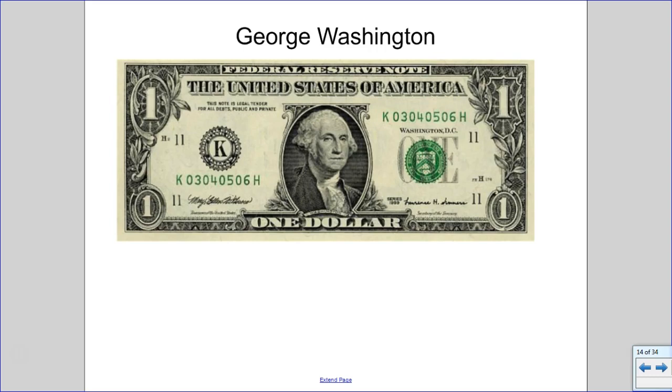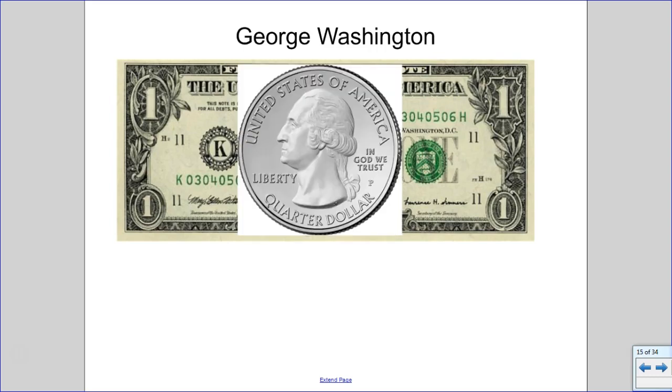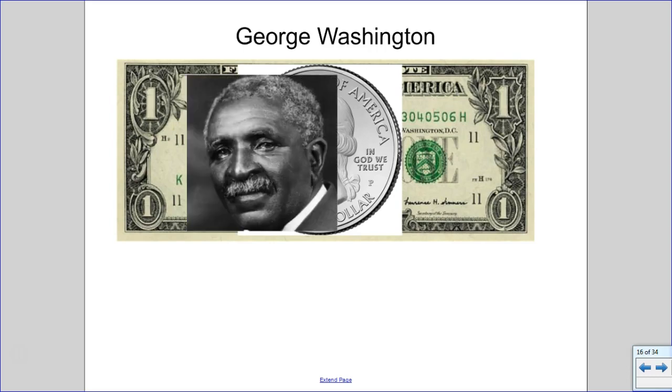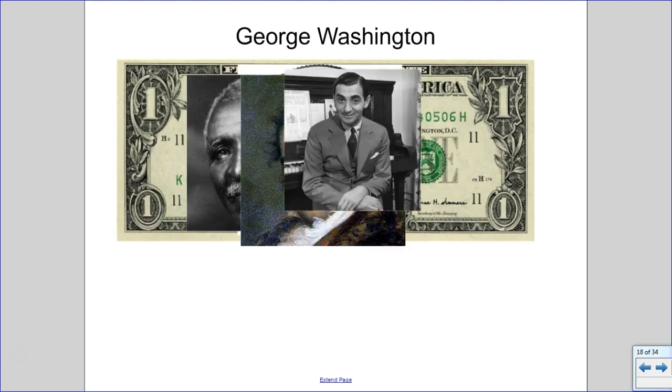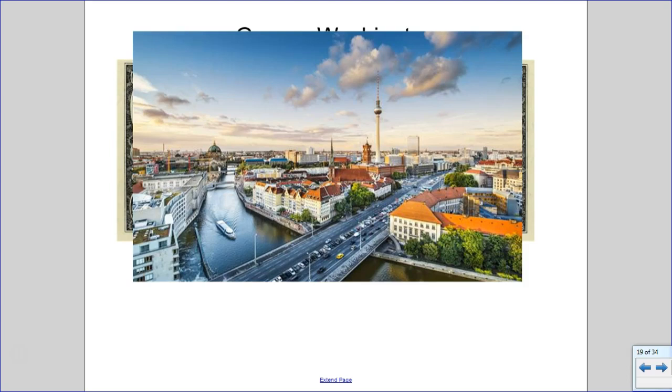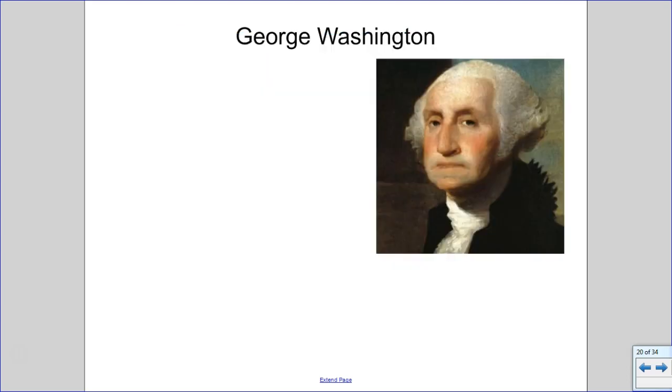Okay, let's find one of him not on a dollar bill. Okay, we got a quarter. Can we get another picture of George Washington? That's George Washington Carver. Let's try another one. Okay, that's Washington Irving, the author. Oh, okay, that's Irving Berlin. He's a composer. Oh, come on, that's just Berlin. You're not even trying. That's what I'm talking about. So finally, we get that old handsome, happy-looking guy, George Washington, in here.